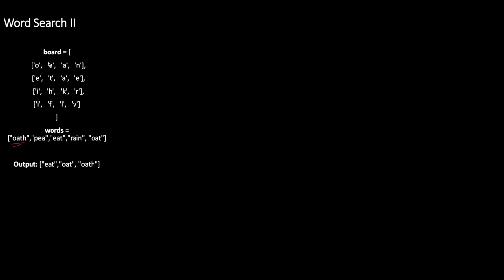In this problem, you can simply iterate over this board array and try to find the first letter, that is O. Once you hit the first letter, which is over here, you can recursively try to find oath. You will make four calls: top, left, bottom and right, and try to find the second letter, that is A. Once you hit A, you will try to find the third letter, that is T.